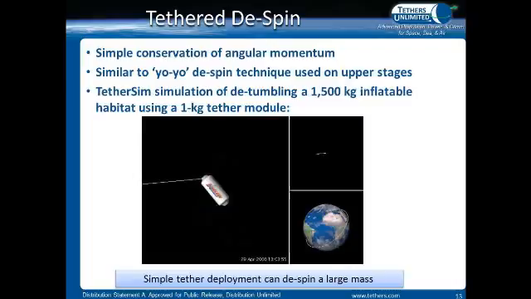Anyway, that's kind of getting boring. The point here, though, is that a real small, simple tether system can despin a very large object. You see this with yo-yo despin devices all the time. It's really not a huge problem.